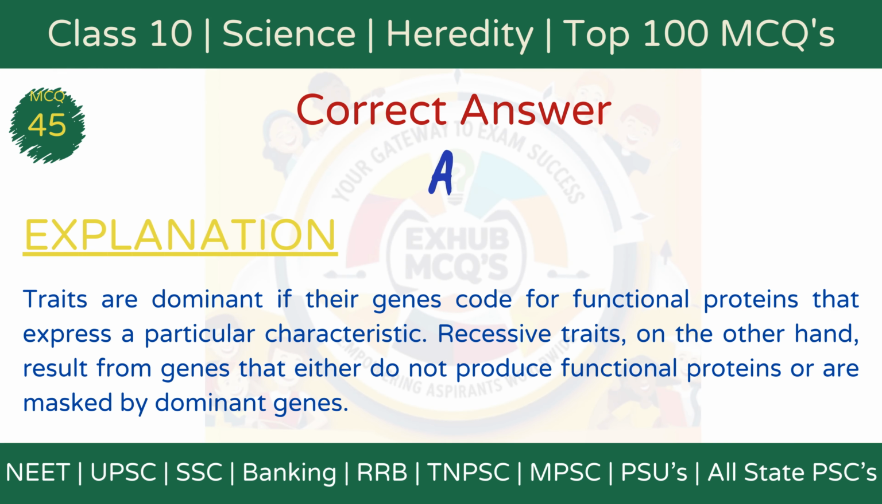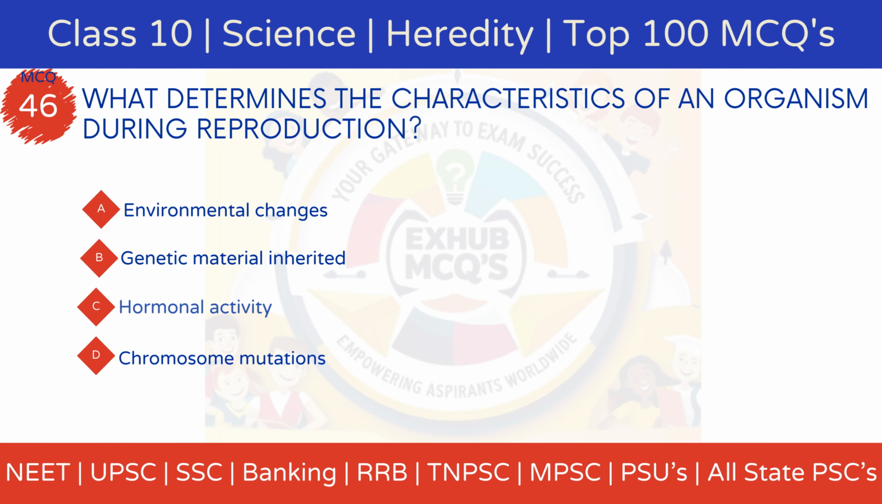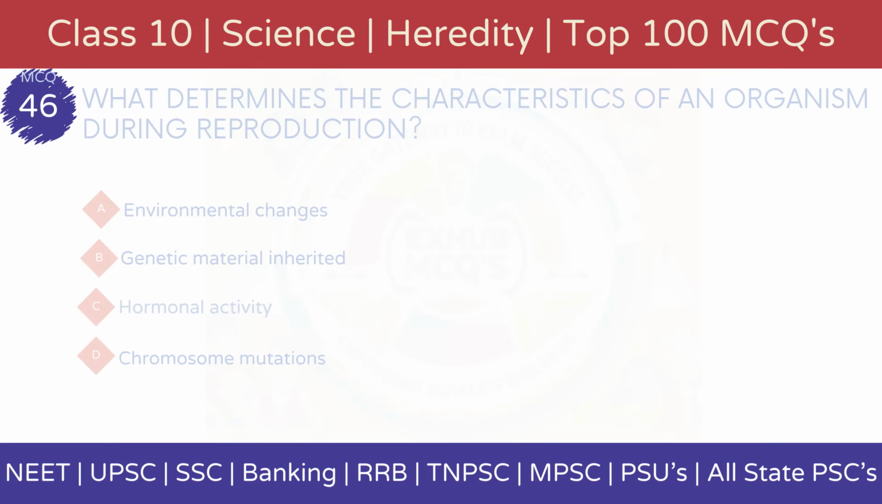The correct answer is option A, due to protein function. Explanation: traits are dominant if their genes code for functional proteins that express a particular characteristic. Recessive traits, on the other hand, result from genes that either do not produce functional proteins or are masked by dominant genes. MCQ 46. What determines the characteristics of an organism during reproduction? Option A, environmental changes. Option B, genetic material inherited. Option C, hormonal activity. Option D, chromosome mutations.